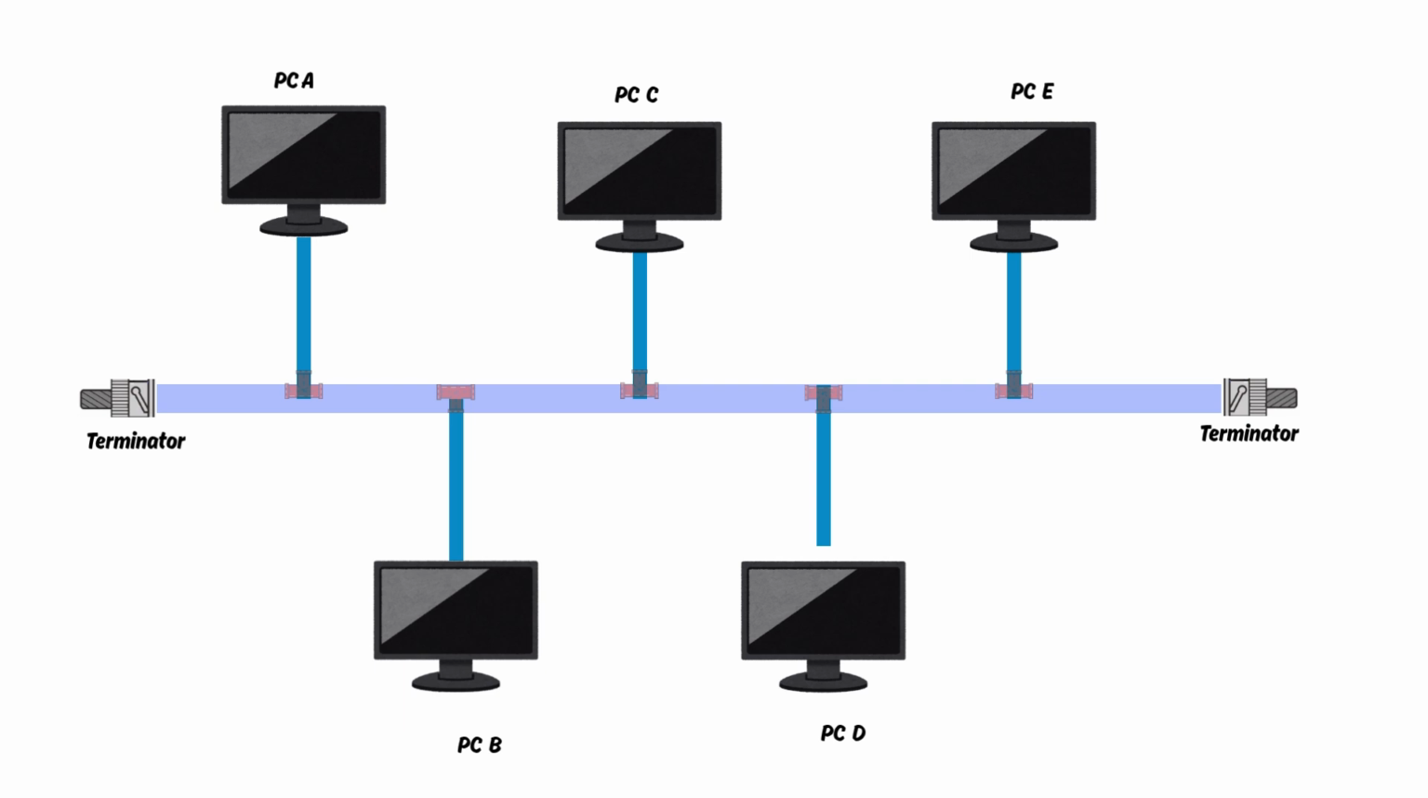At the two ends of the cable, the terminators absorb the signal once it reaches the end of the cable. Without these terminators, the signal would bounce back and cause data collision or error. Since all the devices share the same cable, only one device can transmit data at a time. If two devices try to send data at the same time, it results in data collision. To avoid this, special rules like Carrier Sense Multiple Access with Collision Detection (CSMA/CD) are used in bus networking to manage access to the network bus.